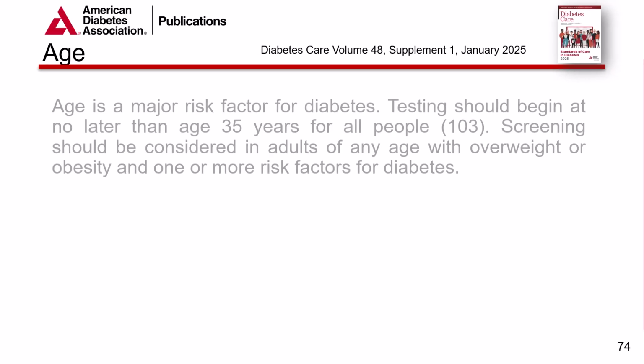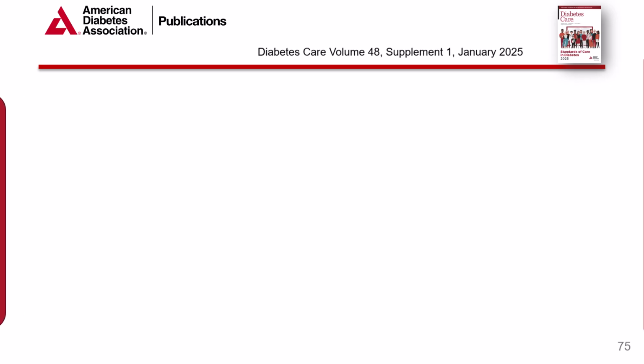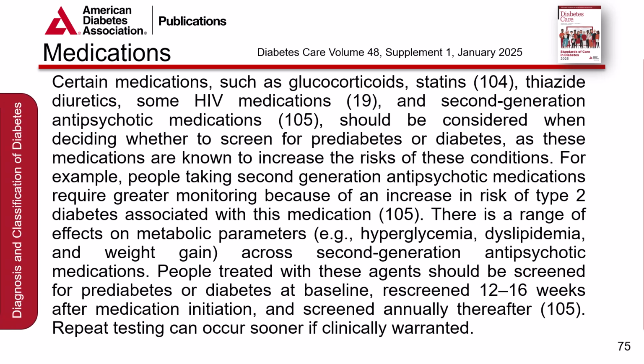Age is a major risk factor for diabetes. Testing should begin at no later than age 35 years for all people. Screening should be considered in adults of any age with overweight or obesity and one or more risk factors for diabetes. Medications. Certain medications, such as glucocorticoids, statins, thiazide diuretics, some HIV medications, and second-generation antipsychotic medications, should be considered when deciding whether to screen for prediabetes or diabetes, as these medications are known to increase the risks of these conditions.